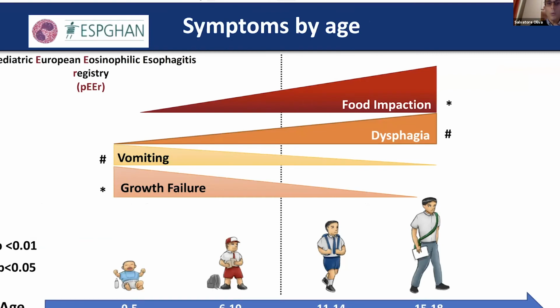So looking at our data, explaining how the disease differs according to age, as you can see, we can have much more vomiting and growth failure in the European population in children less than 10 years, while in children older than 10 years, you will have much more food impaction and dysphagia, which are characteristic symptoms of EoE. Next.